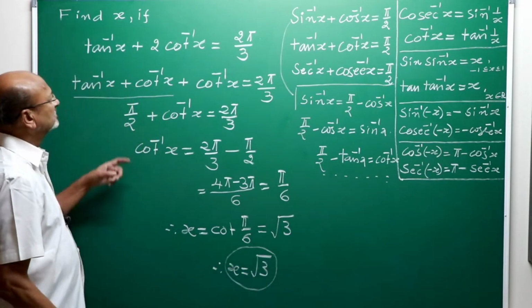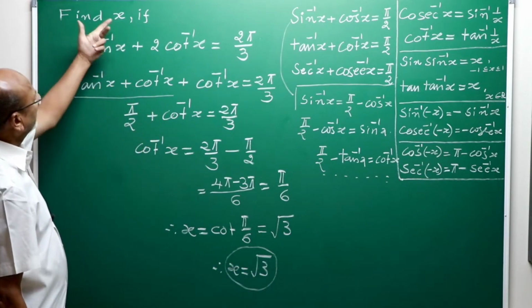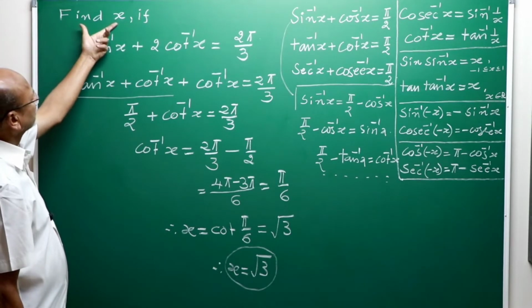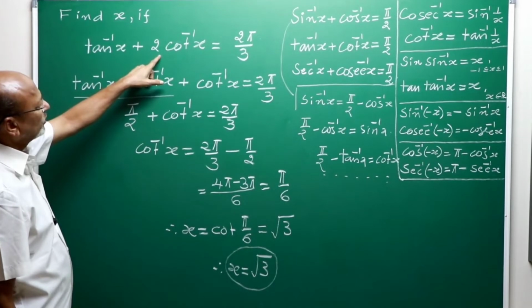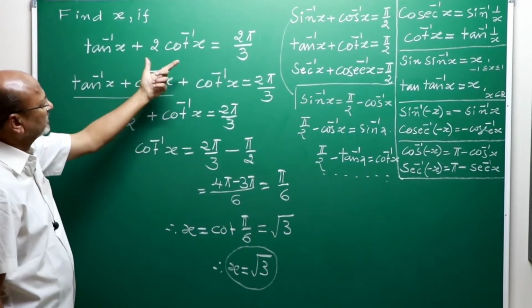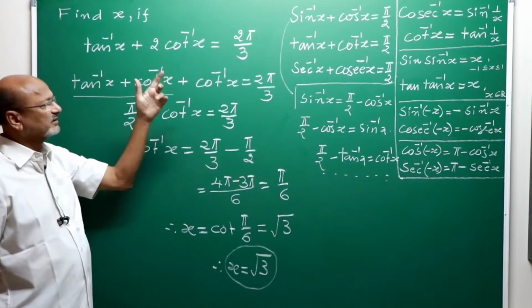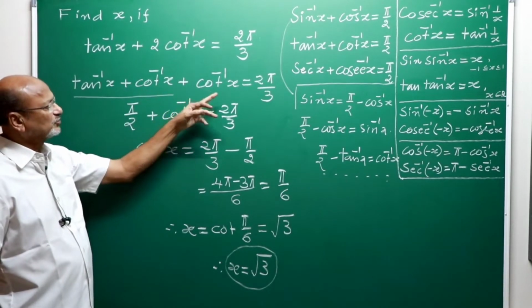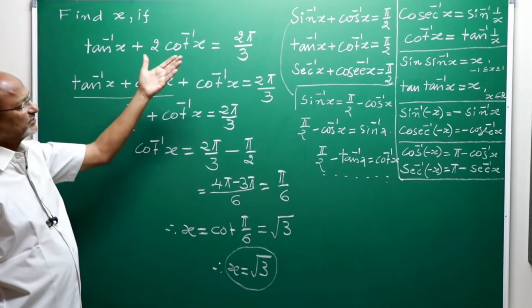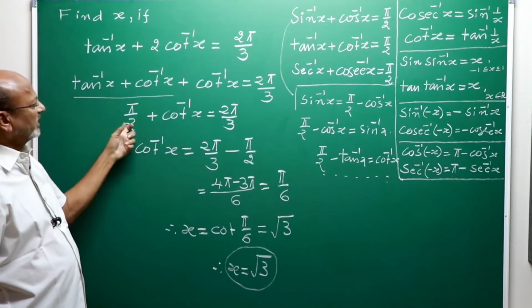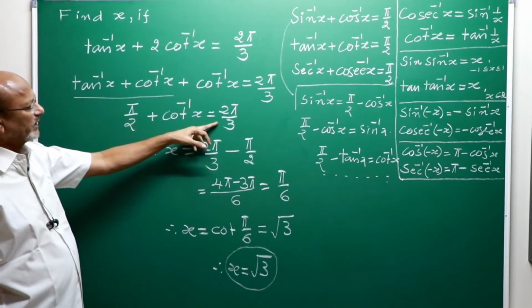See, my friends. Again, find x. Sometimes they use the word solve for x. If tan inverse x plus 2 cot inverse x equals 2 pi by 3, then write it as 2 times the bracket: tan inverse x plus cot inverse x. Now tan inverse x plus cot inverse x, use the theorem. What is it? Pi by 2 plus cot inverse x is 2 pi by 3.